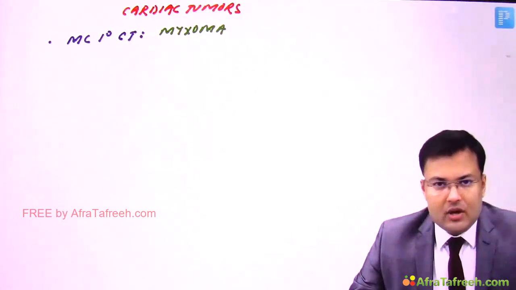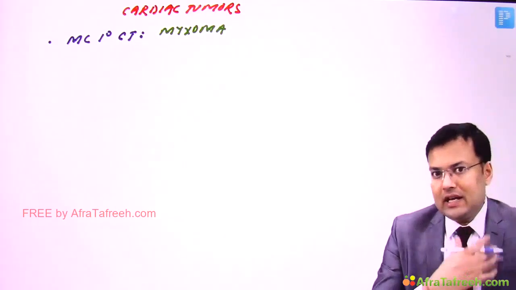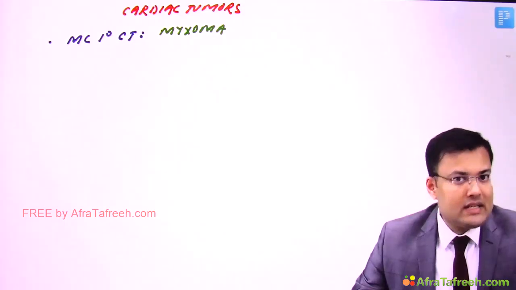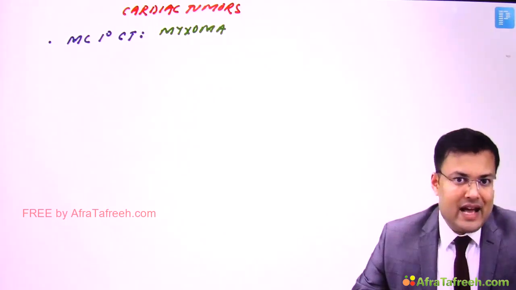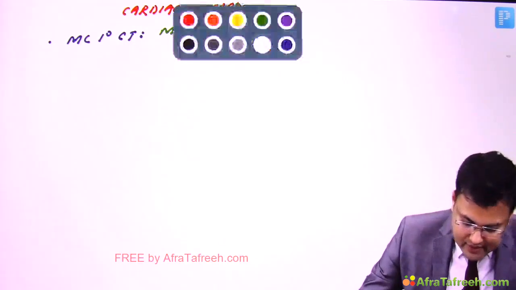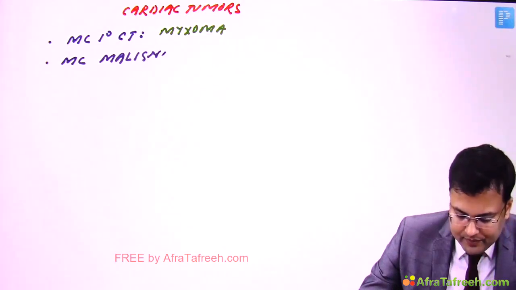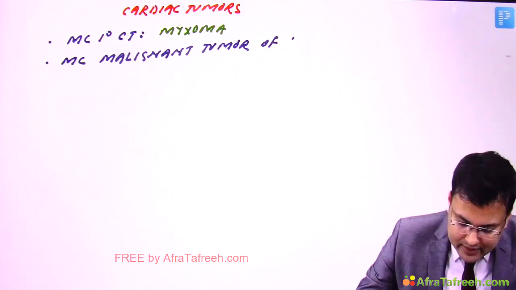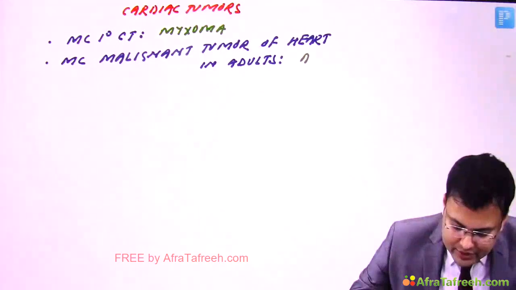Now see the second question, most common malignant tumor of heart in adults. If you see the vascular channels, what is the most common malignant tumor in the vascular channels? That is angiosarcoma. So in adults also, the most common malignant tumor of heart is angiosarcoma. Second important point, most common malignant tumor of heart in adults, and that is angiosarcoma.